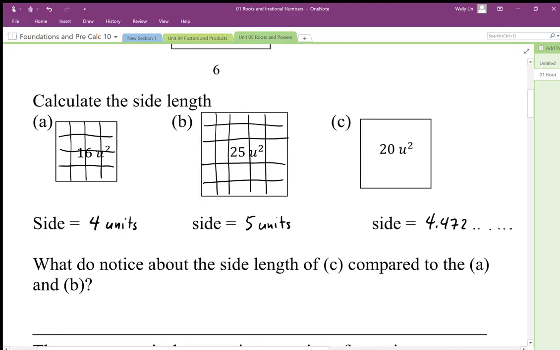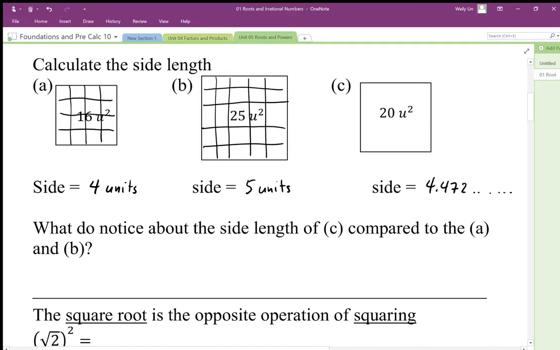So what do we notice about the side length of C compared to A and B? Well, C is not whole. C is not a whole number. Okay, therefore hard to draw. But we do know that there is an operation that allows us to do it. Okay, and we square root to do that. So it's hard to draw, and we also end up with something called an irrational number.